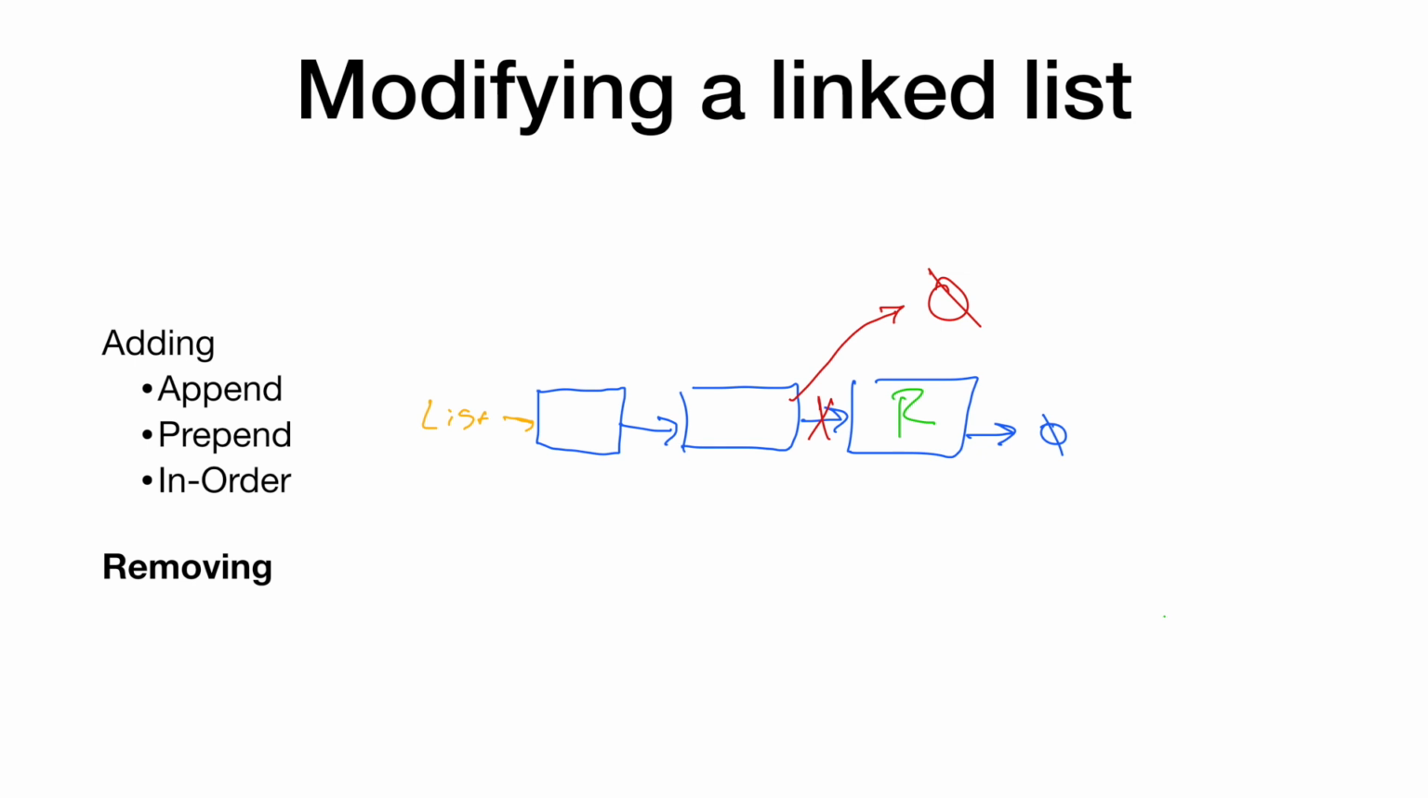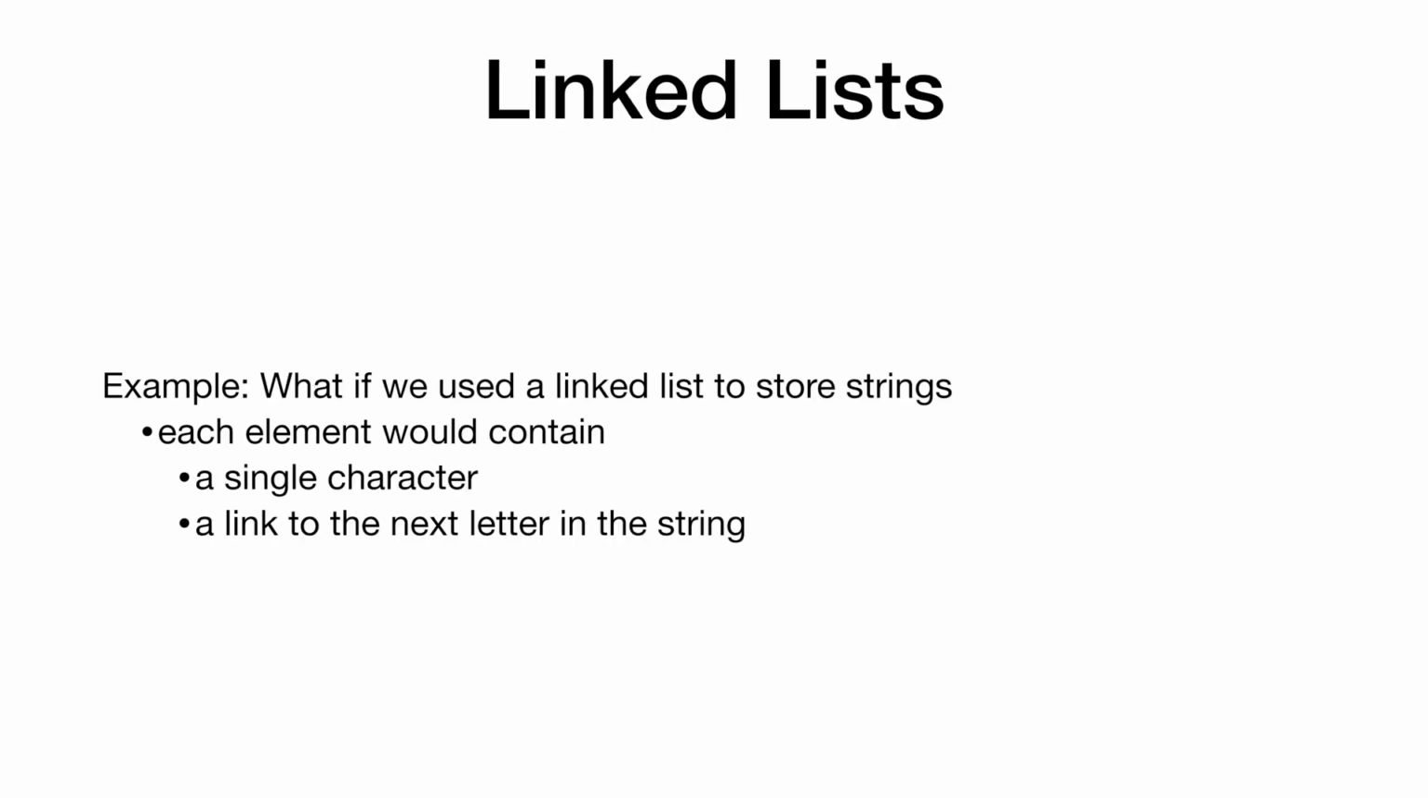So let's go through a quick example. The example that I was going through asked, what if we use a linked list to store strings? Normally strings are stored in some magical way that we don't actually know. But what if we used a linked list for that? So each element is going to contain a single character, and a link is going to go to the next character in the string.